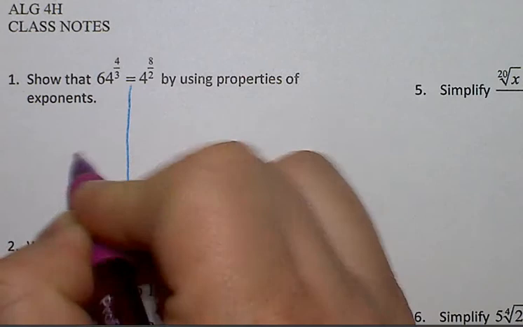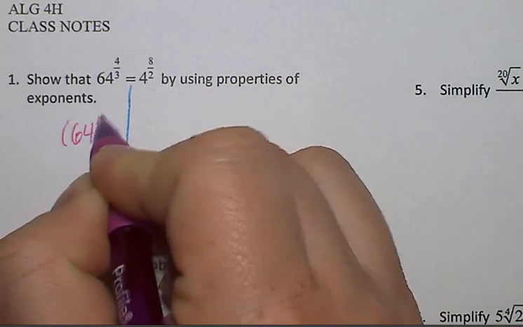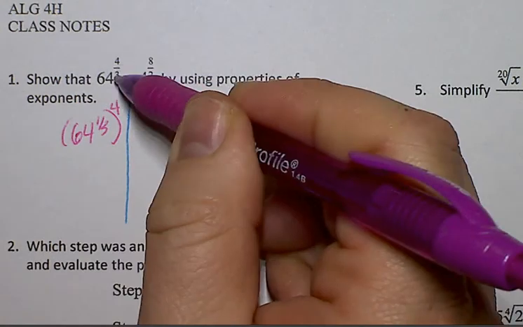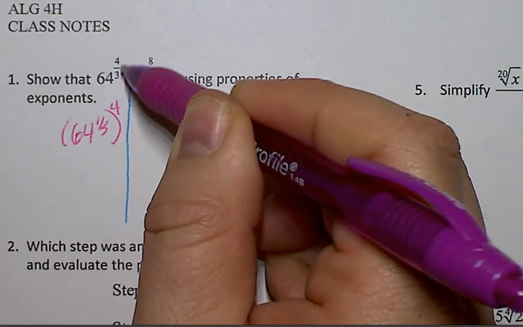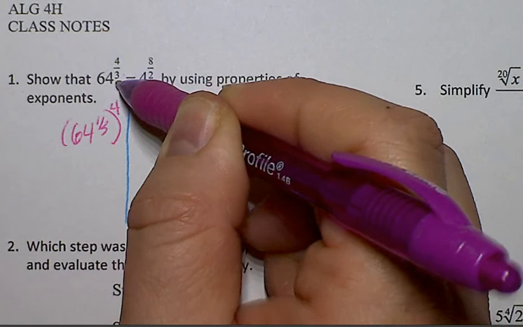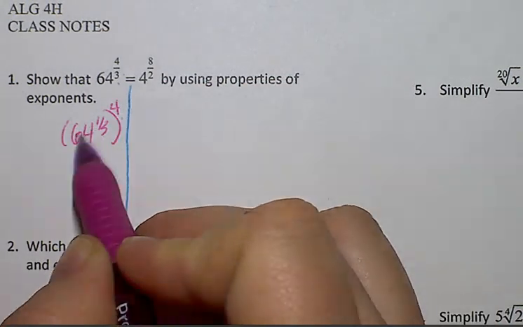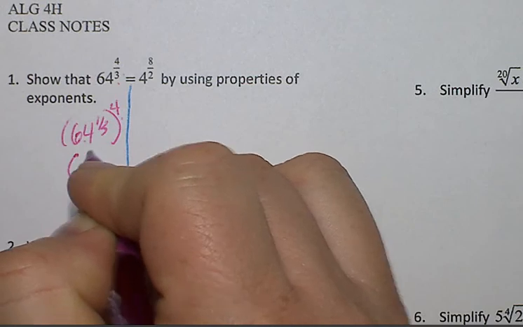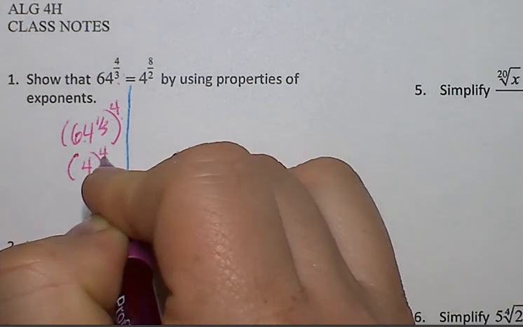So it's 64 raised to the 1/3 power, all raised to the 4th power. As a reminder, we take care of the bottom number in the rational exponent first. This means what number times itself 3 times equals 64, and the answer is 4. And then now we're going to apply and evaluate 4 to the 4th.